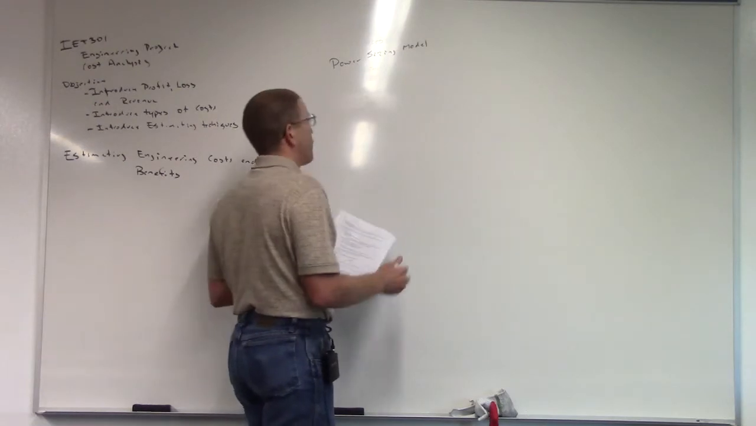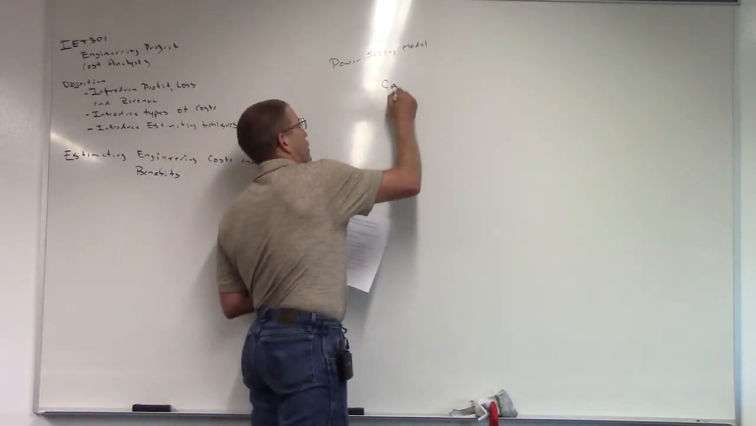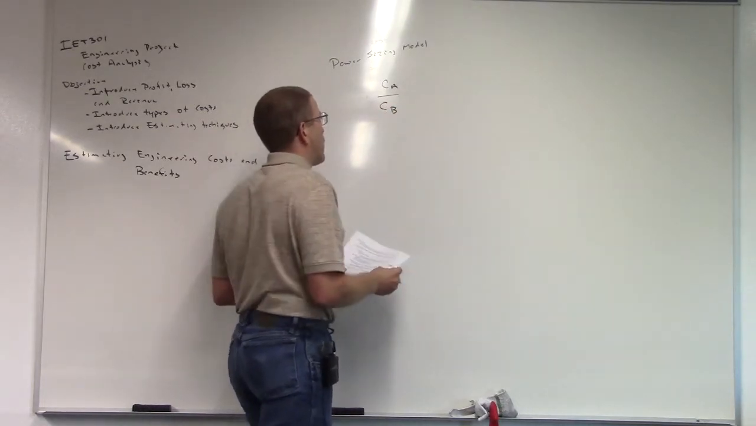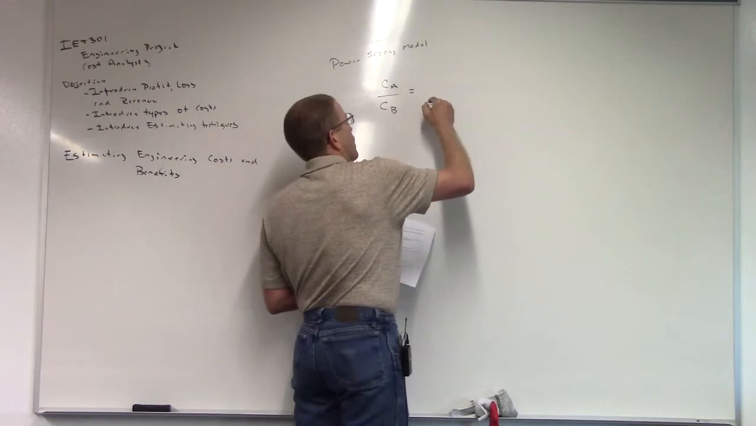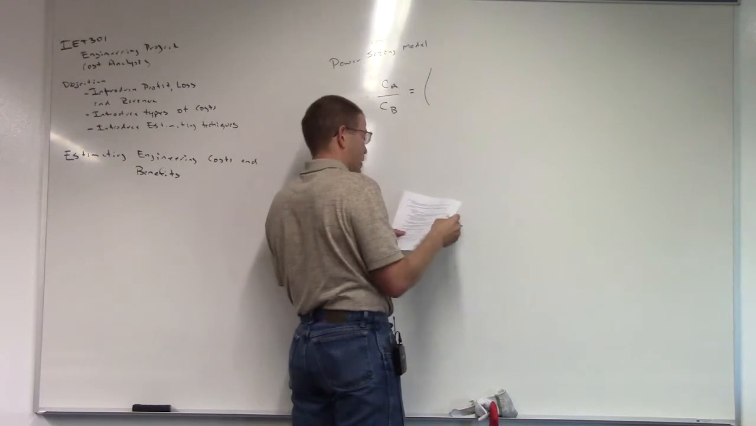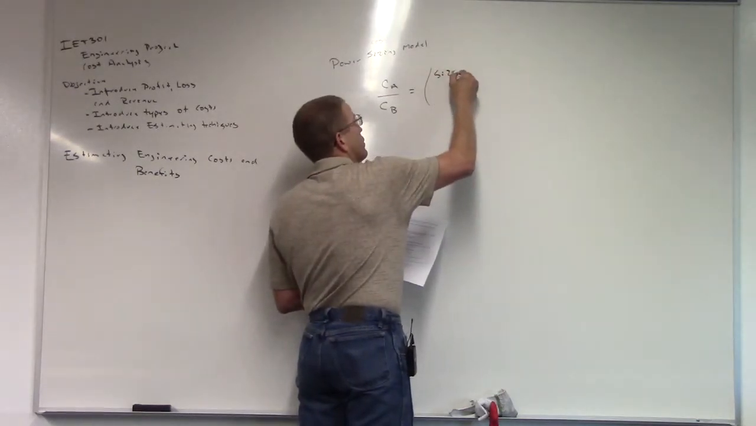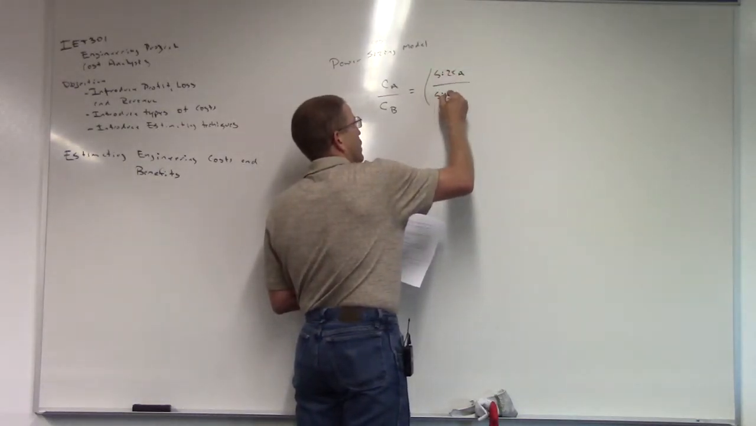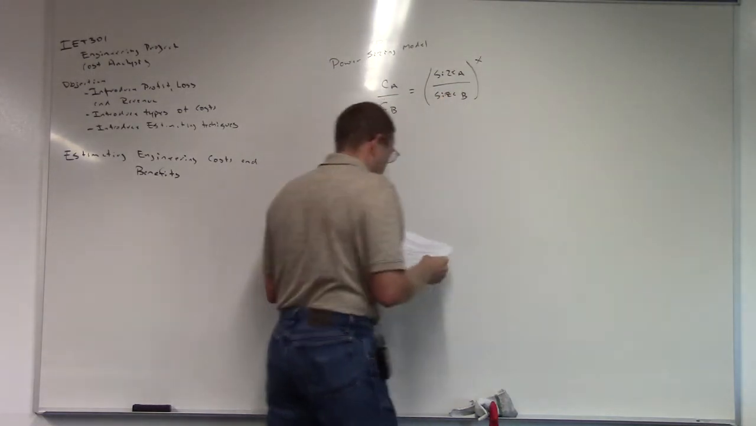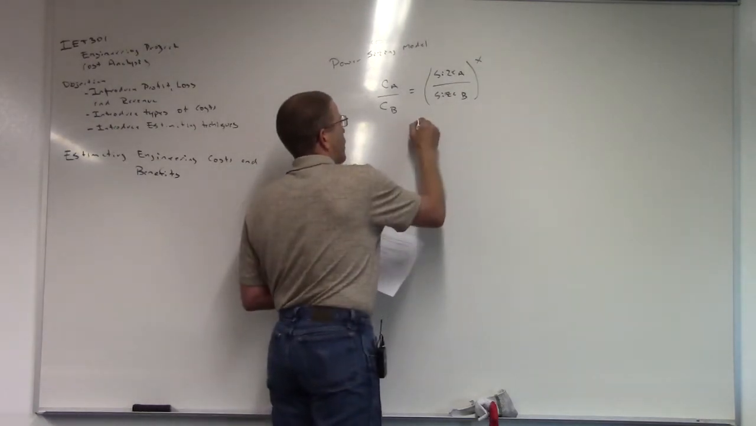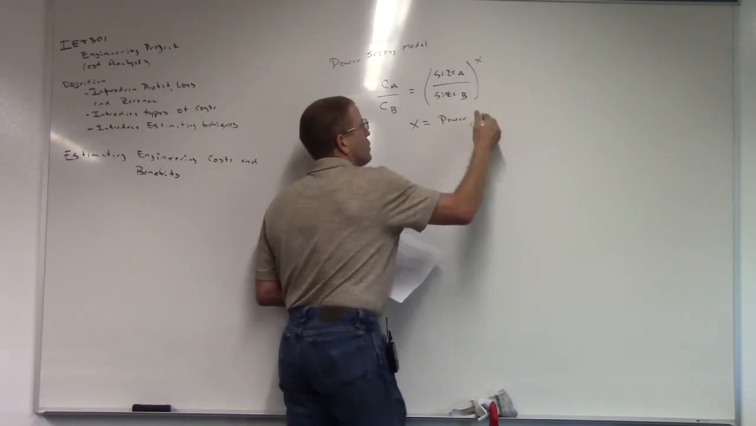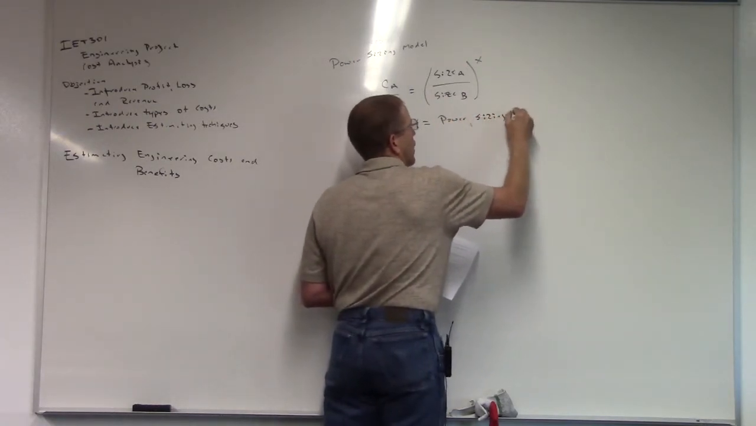So this model is set up by saying that the cost associated with the first model is compared to the cost associated with the second model. And this is related to the power sizing ratio, which is the size of A compared to the size of B raised to an exponent x. X is defined as the power sizing exponent.